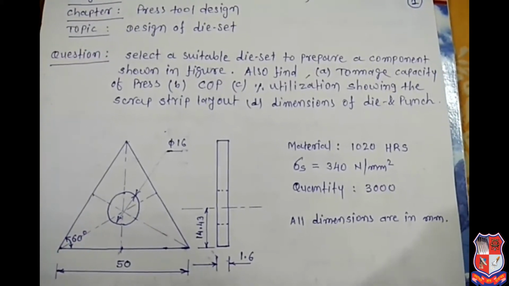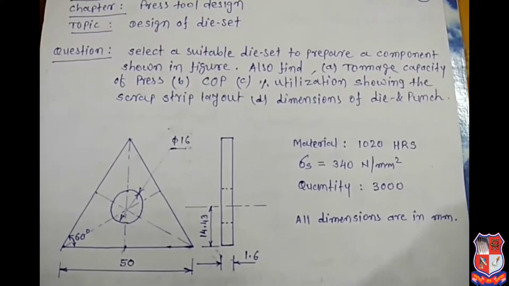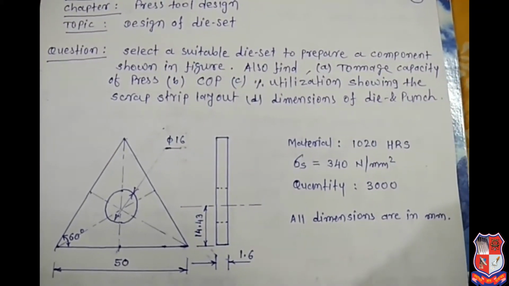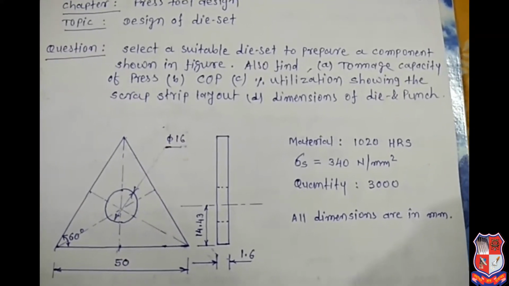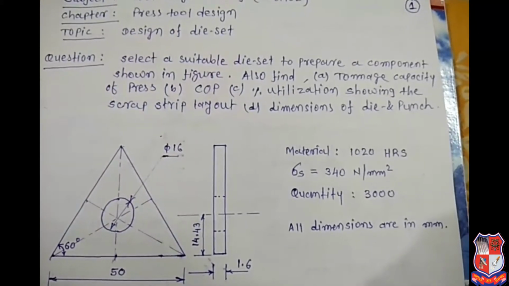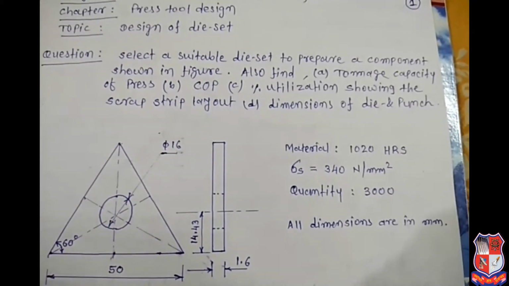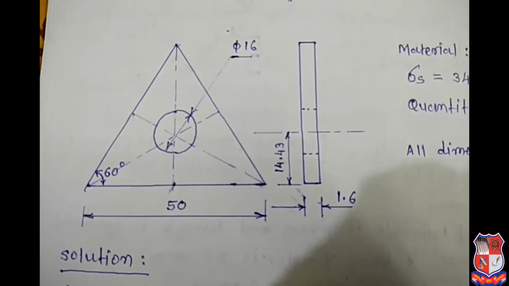You are asked to select a suitable die set to prepare a component shown in the figure. Also find the tonnage capacity of the press, center of pressure (COP), percentage utilization, show the scrap strip layout, and dimensions of die and punch. This particular figure is given to you in the examination.